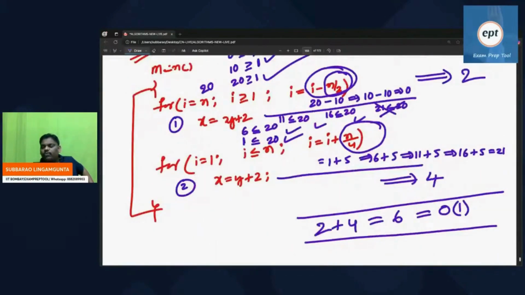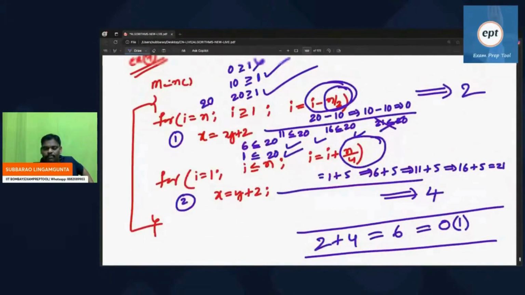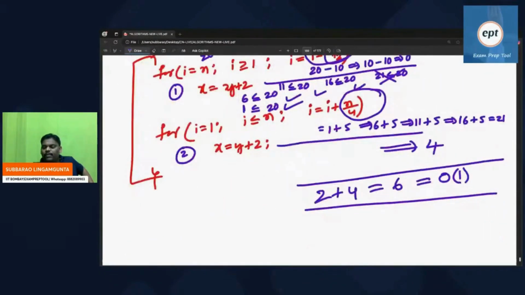One n contains 2 n by 2s. If you always subtract n by 2, 2 times only you can subtract. One n contains 4 n by 4s. If you always add n by 4, n by 4, n by 4, after doing it 4 times, it became n. Further, it will fail anyhow. So, time complexity of this program is constant. Every constant can be written as big O of 1. Remember, every constant can be written as big O of 1.